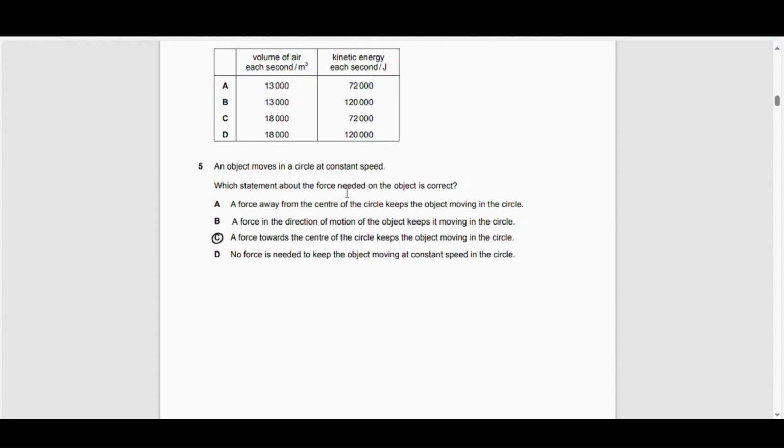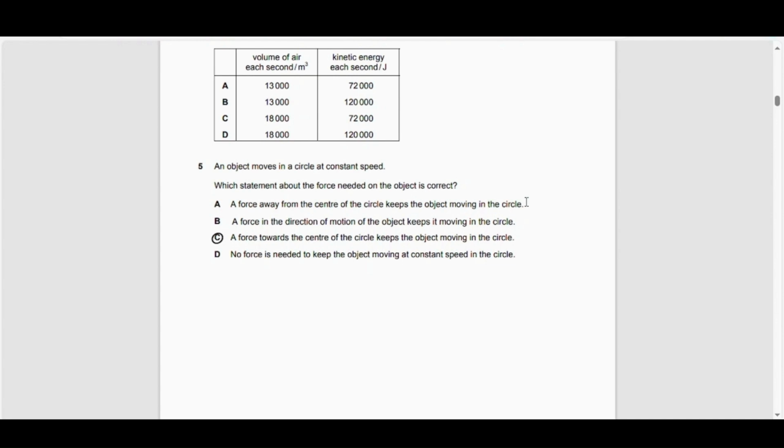So with these types of questions, I like to use the elimination approach, where I look at different options and then I tend to ask myself if it's obviously wrong for some reason, right? I think that's probably the quickest way in which you'd be able to narrow down to your 2 best options usually. So if I start with A, for an object moving in a circle at constant speed, a force that acts away from the center of the circle keeps the object moving in the circle.